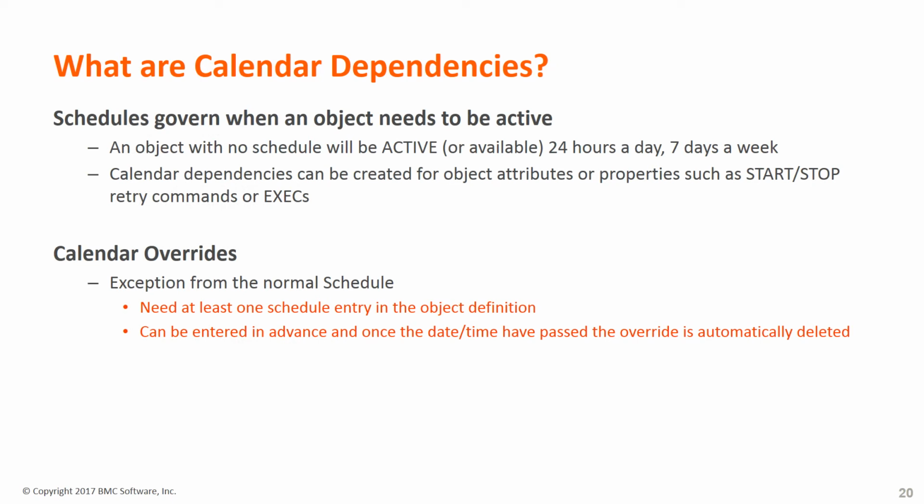Now let's take a closer look at calendars, and in particular calendar dependencies. So schedules are what govern when an object should be active in TOM. An object that does not have a schedule will be active 24 hours a day, 7 days a week. Calendar dependencies can be created for object attributes such as start, stop, retry commands, or when you want to run execs. So you can conditionally run those depending on day of week or time of day. You can also specify calendar overrides that are exceptions to the normal calendar dependency. We'll show you an example of how we build that in a couple slides.